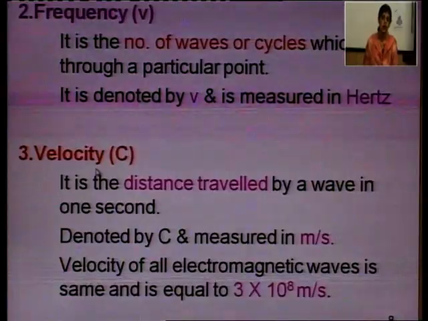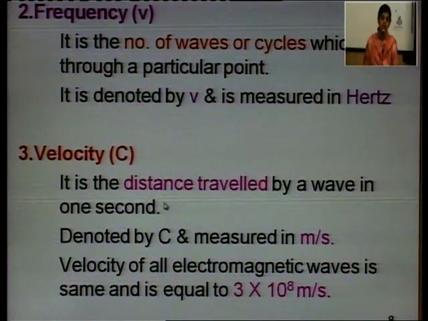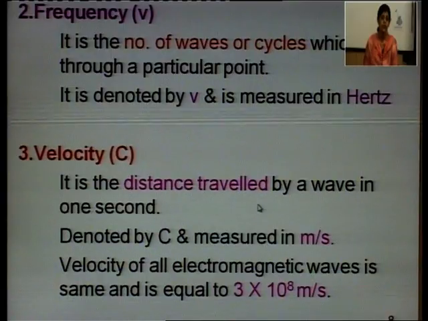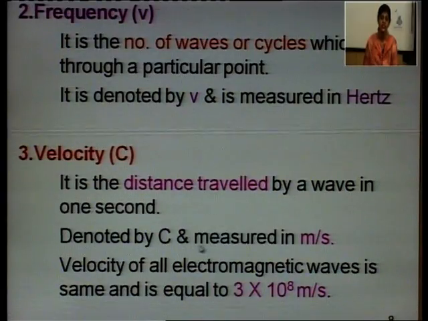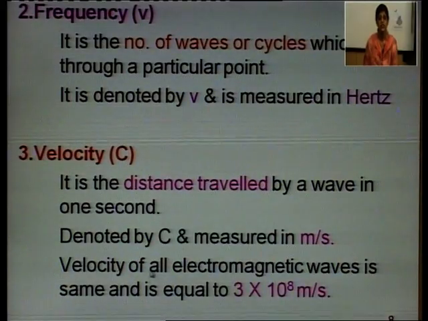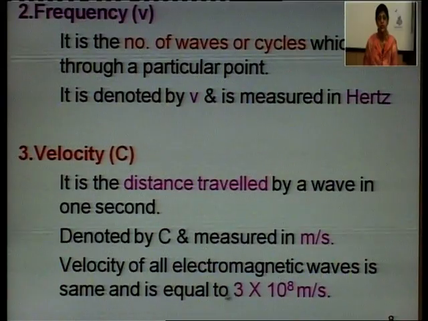Then next is velocity. Velocity is the distance travelled by a wave in 1 second, and it is denoted by c and measured in meters per second. The velocity of all electromagnetic waves is the same and is equal to 3 into 10 raised to power 8 meters per second.